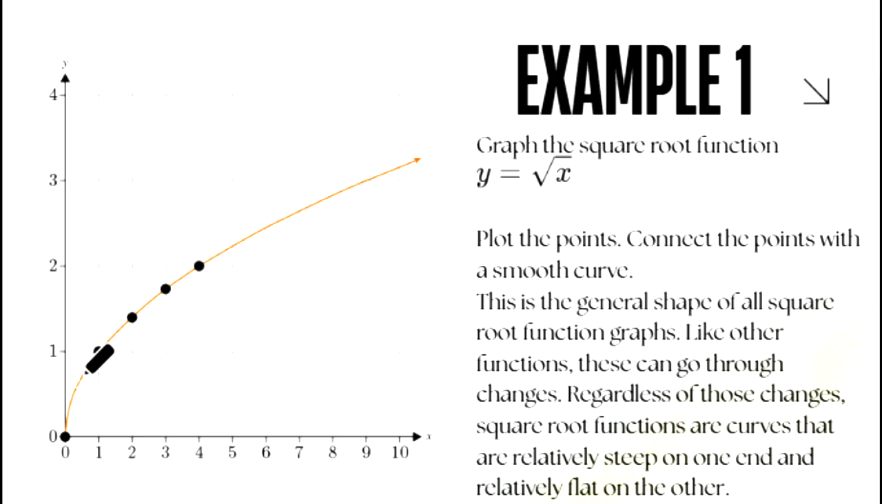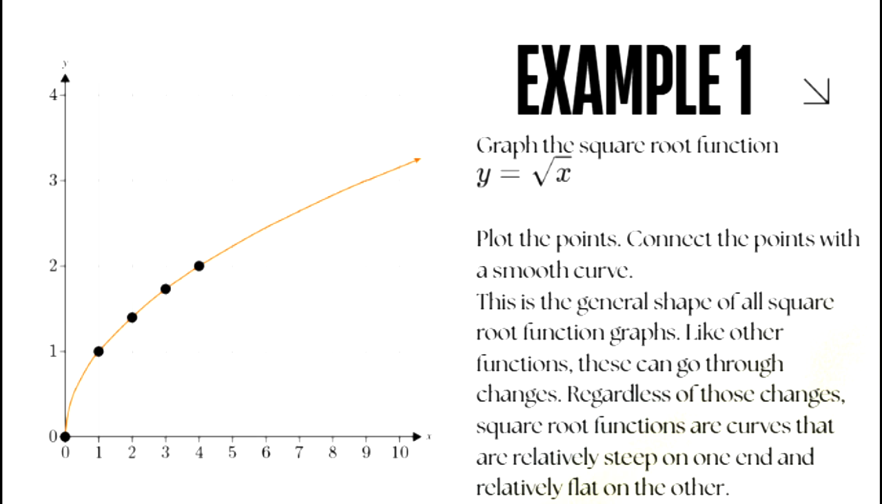So we have 0 and 0, we have 1 and 1, but then it starts getting kind of frowny face. So you plot the points. You can see these are those horrible numbers I didn't bother to find. We could have done square root on the calculator, but it's not worth my time. Connect the points with a smooth curve. This is the general shape of all square root functions. You can see if this was a parabola and it continued, it would come down like this, but we're only dealing with half the parabola.